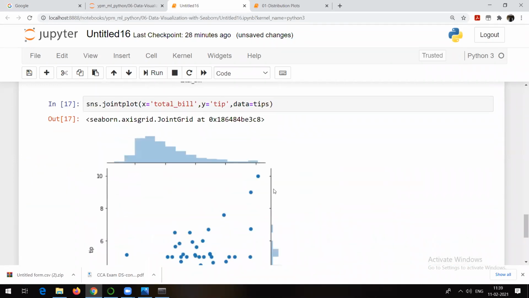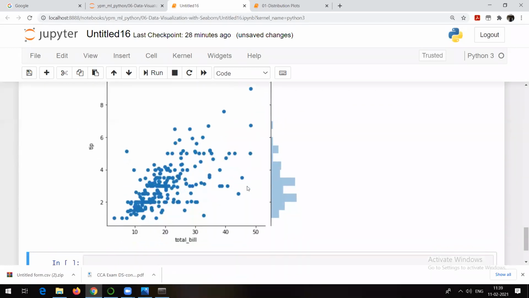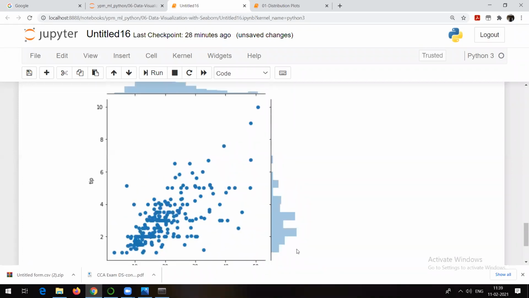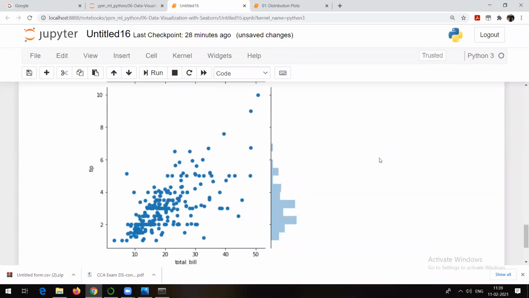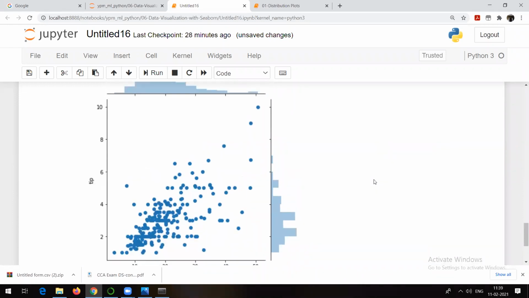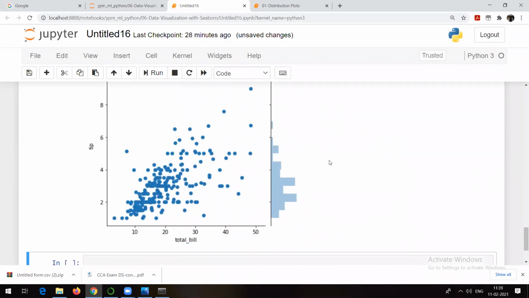Now see, you can check it. This is a simple joint plot, and by default, what type of plot do you see in between? It's a scatter plot itself, right? Now, how to interpret it? You can easily notice the relationship between total bill and tip with the help of this joint plot. On the x-axis we have total bill, on the y-axis we have tip.